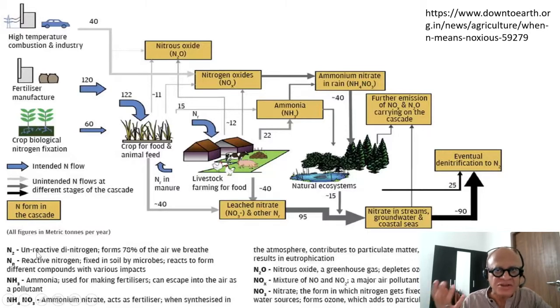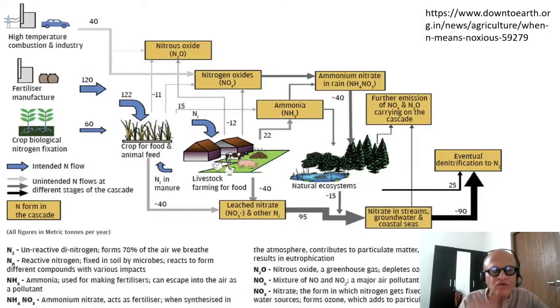N2 is very inert in the atmosphere, so unless it gets fixed by lightning and fossil fuel burning or by the microbes in the soil and ocean, it doesn't do much. It forms 78% of the air we breathe. Reactive nitrogen is fixed in the soil by microbes and reacts to form different compounds with various impacts.